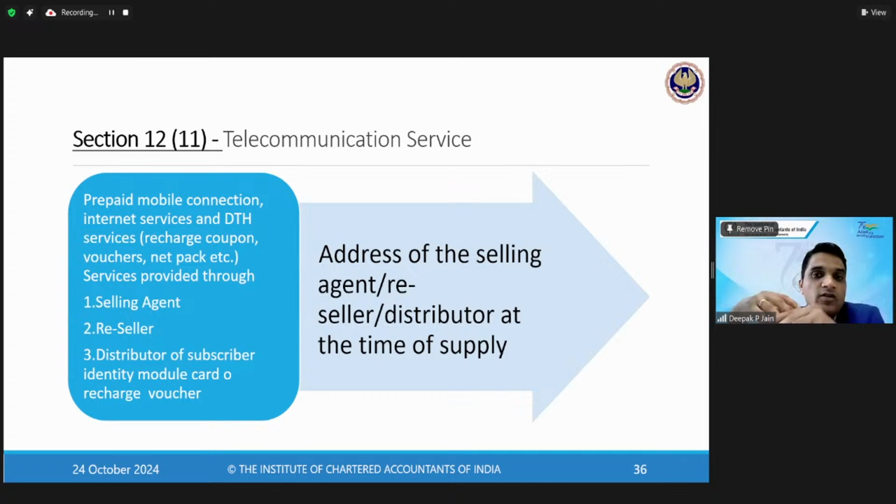So where you will go to an agent. Now that agent could be a selling agent, reseller agent, or a distributor of subscriber identity module card or recharge voucher. So basically where you're going, you're recharging it. Wherever these services are available physically, then the address of the selling agent or reseller or distributor at the time of supply, because later on he can change, at the time of supply what was his location will be critical to decide. Where is he located? That is the place of supply.